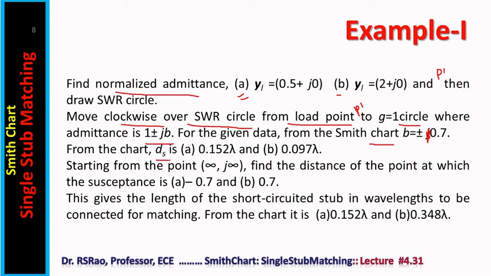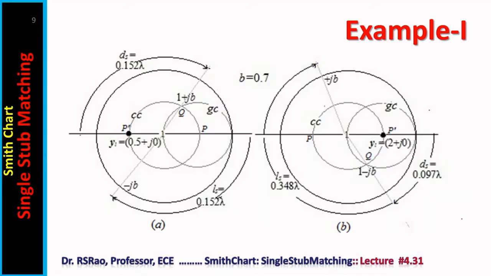From the chart, ds can be found. It is equal to 0.152 lambda in case of A. It is equal to 0.097 lambda in case of B. Starting from the point infinity, find the distance of the point at which the susceptance is minus 0.7 in case of A, 0.7 in case of B. This gives the length of the short circuited stub in wavelengths to be connected for matching. From the chart, it is 0.152 lambda in case of A. In case of B, it is 0.3448 lambda.